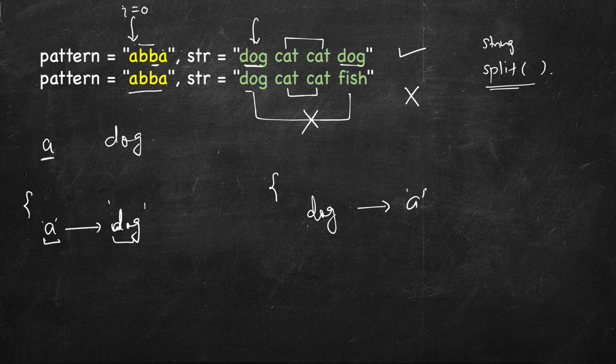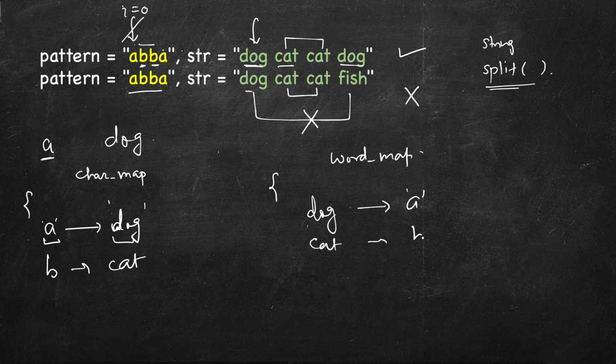So both ways. This is, let's say, called char map. This is word map. Both were absent, so we inserted in both of them and we move ahead. Now we come to the second one. B is not here. We check whether cat is here or not. Cat is also not here, so it's good. Both are new. So we insert B cat and cat B.